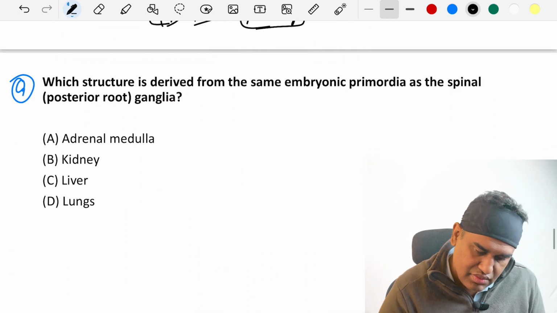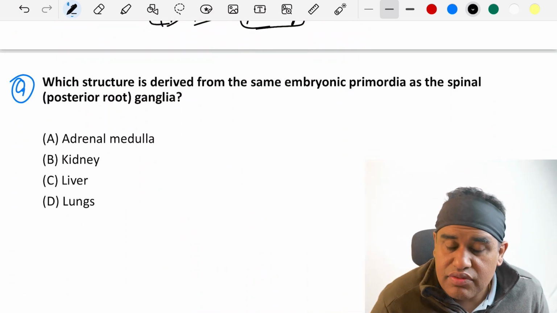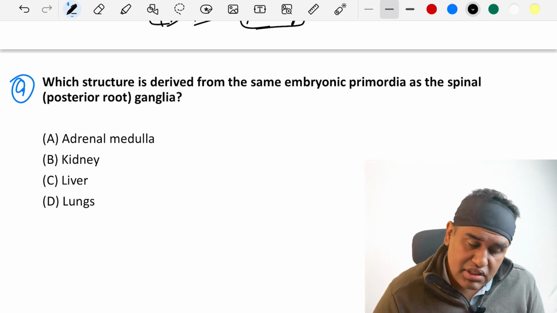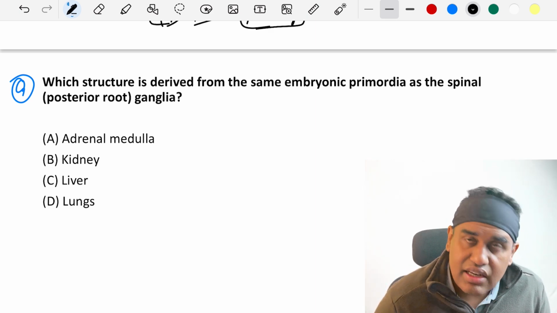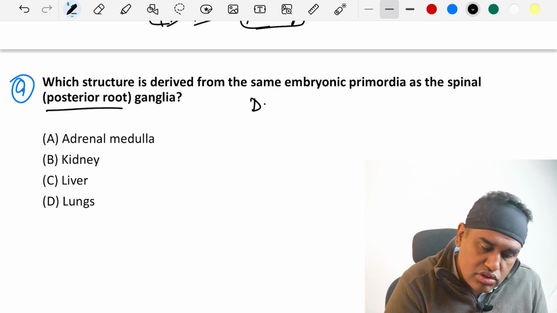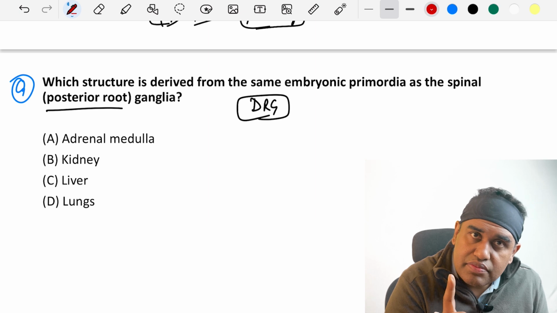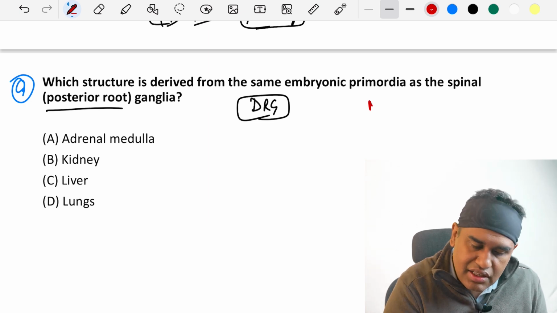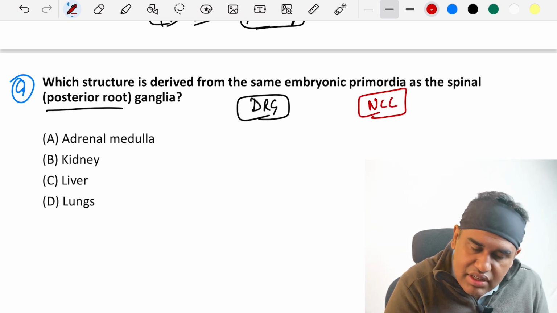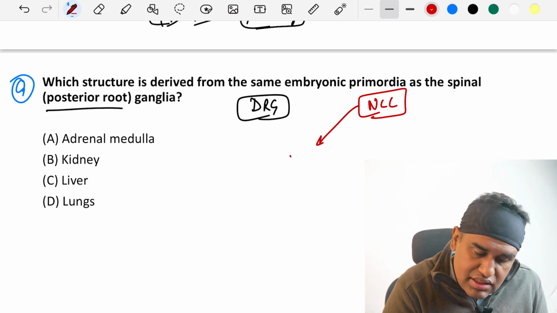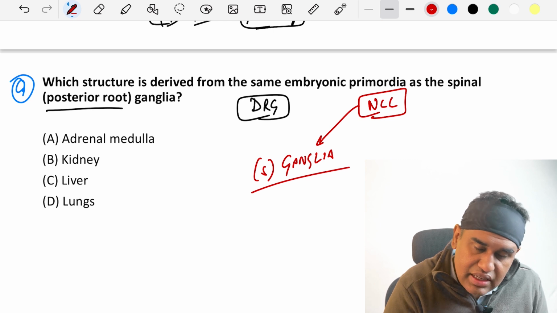Okay, 9th one. Again embryology: which structure is derived from the same embryonic primordia as the spinal ganglia? Spinal ganglia is a posterior root, also known as dorsal root ganglia. Derivatives of all the germ layers, ecto, meso, endo, and neural crest cells is very important. Neural crest cells, remember, give rise to all the ganglia, all the sensory ganglia, simple as that.